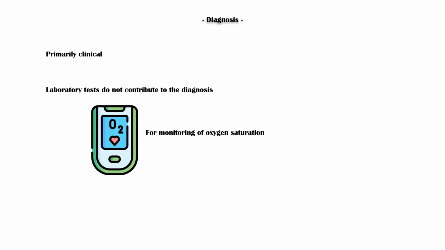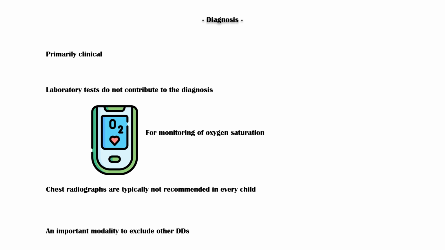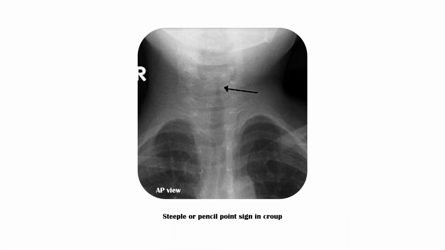Diagnosis of croup is primarily clinical. Laboratory tests do not contribute to the diagnosis. Pulse oximetry is important for monitoring of oxygen saturation of the child. Chest radiographs are typically not recommended in every child with croup. However, it is an important modality to exclude other differential diagnoses. Anteroposterior view of the chest radiograph will show a characteristic steeple or pencil point sign in croup.